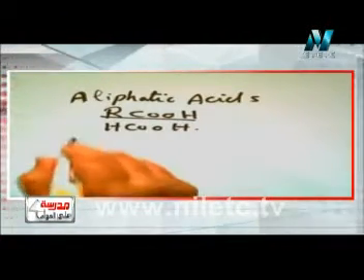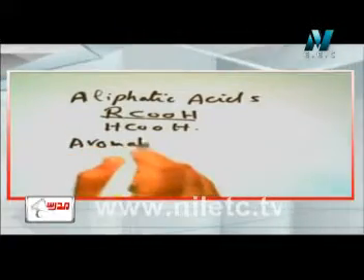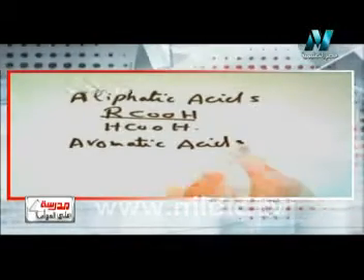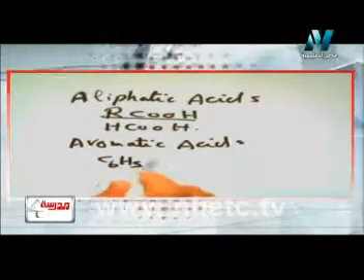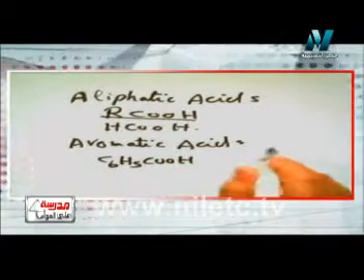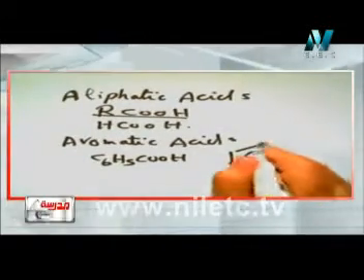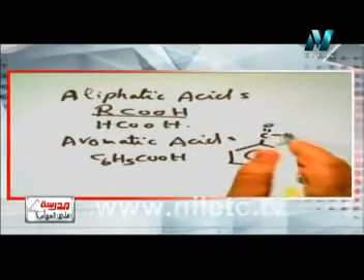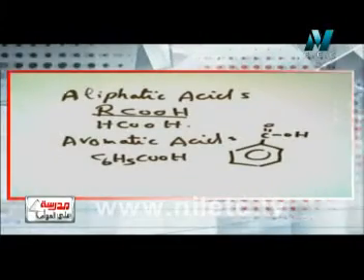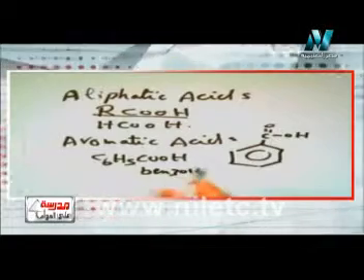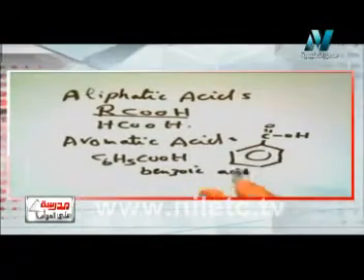And aromatic acids contain a benzene ring, C6H5COOH, benzoic acid, with the carboxylic group, C double bond O OH, or COOH, on the benzene ring. This is called benzoic acid. This is aromatic. This is the classification of acids according to the chain or the molecules.